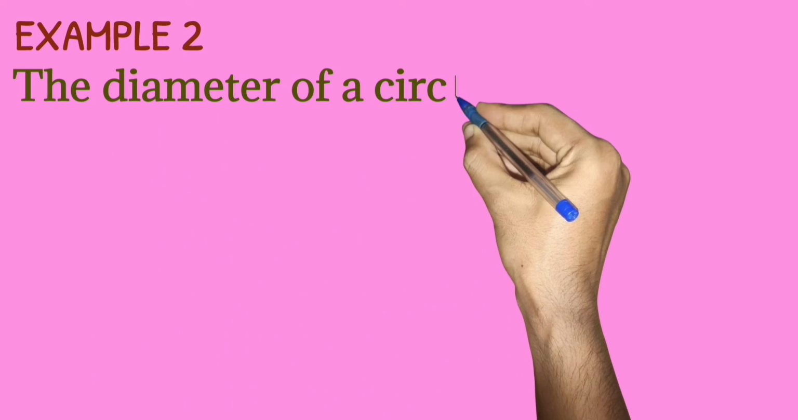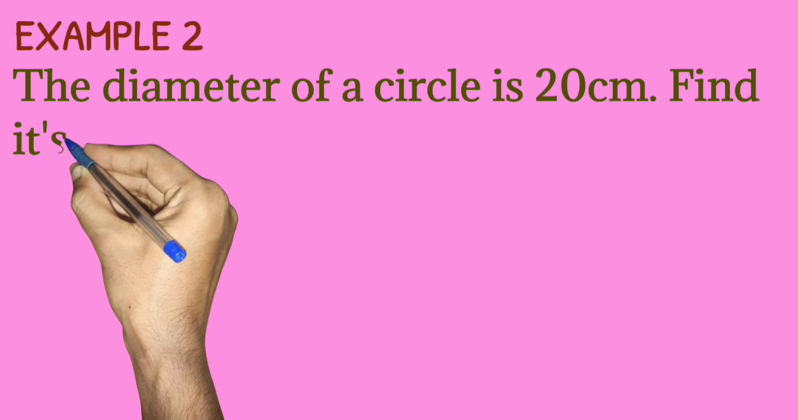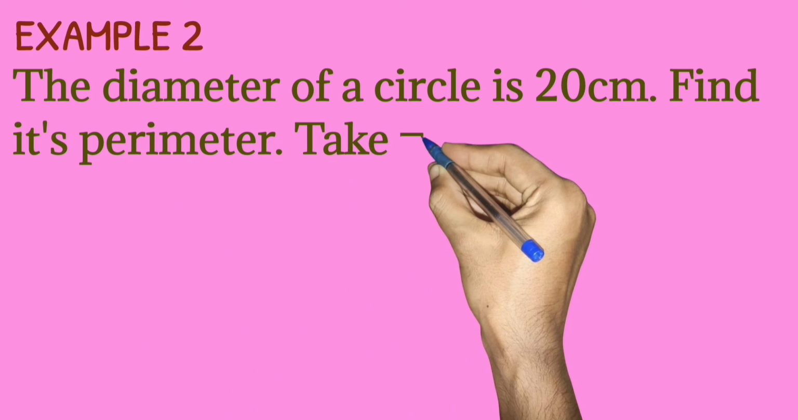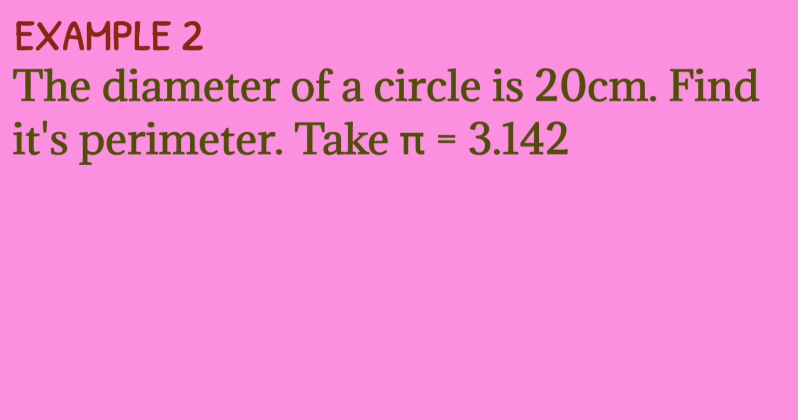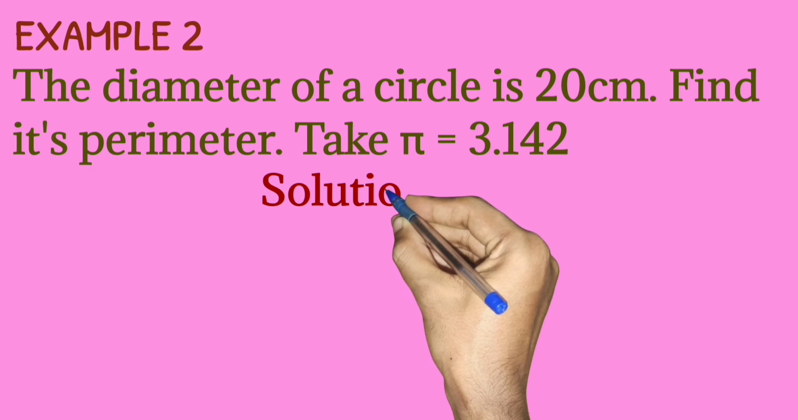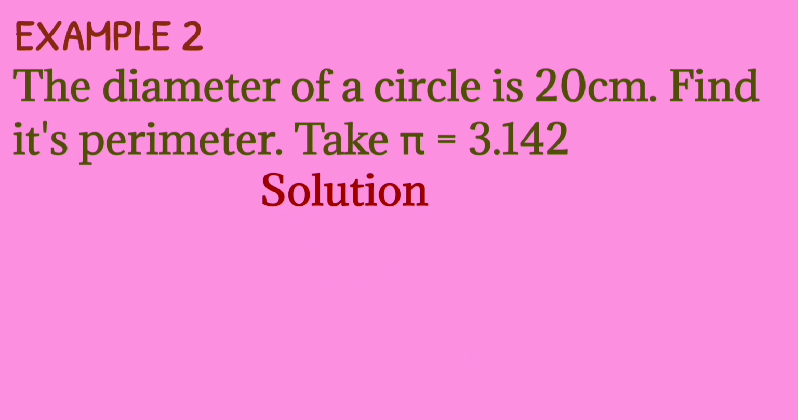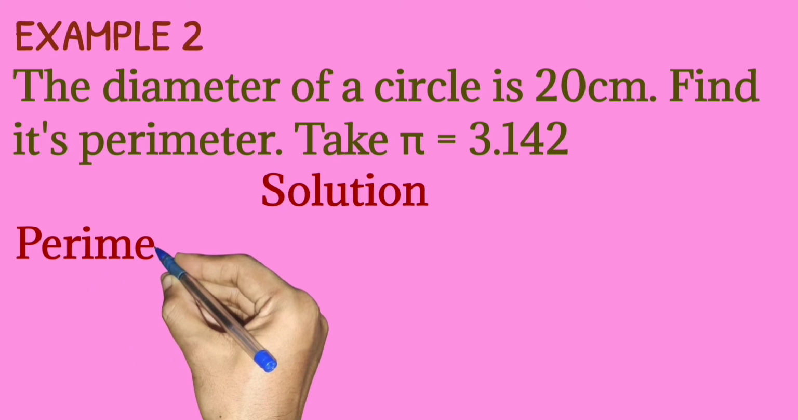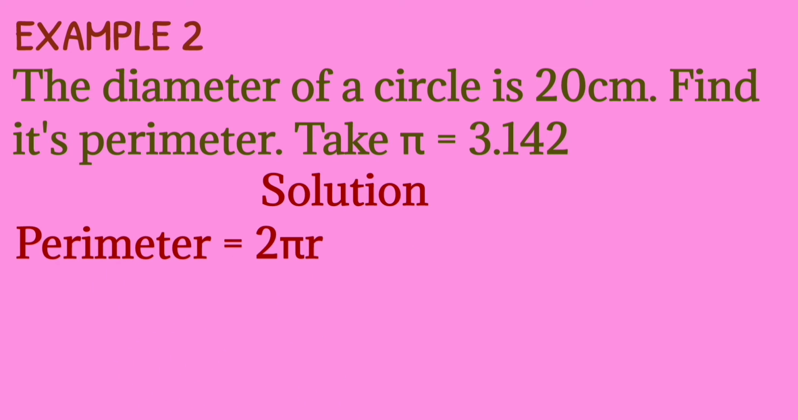Here is another example. The diameter of a circle is 20 centimeters. Find its perimeter. Take pi equal to 3.142. Recall that the formula for finding the perimeter of a circle is 2 pi r. In this problem, you are given the diameter of the circle as 20 cm, but the formula requires you to know the radius.